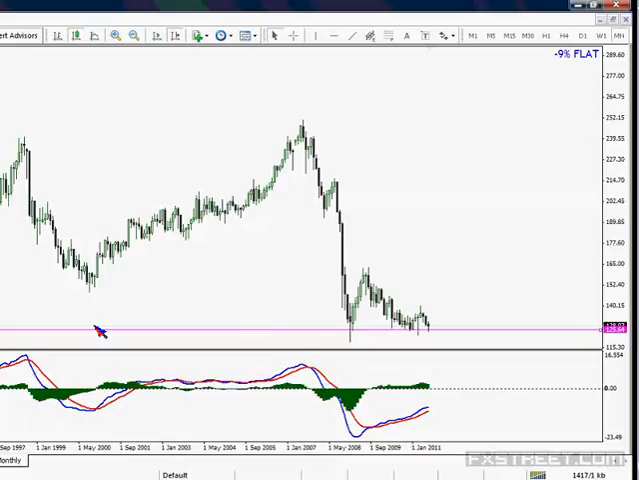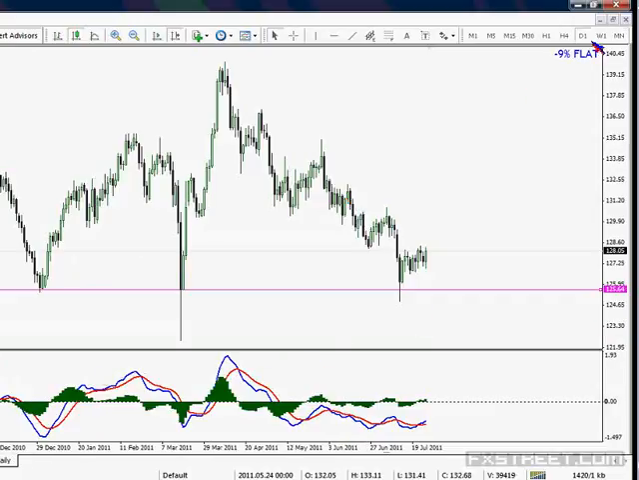This is why we're looking basically at the monthly level of support. This is it. Now we have a triple bottom here. Remember that these formations are very important on the yen pairs. So I'm expecting this level at least to be a very strong support.